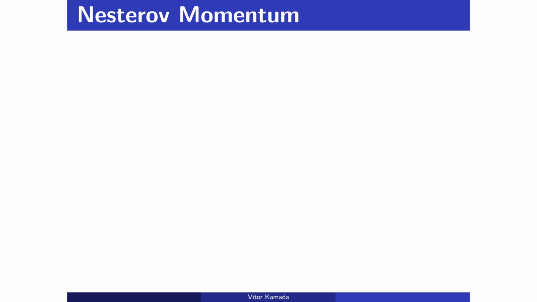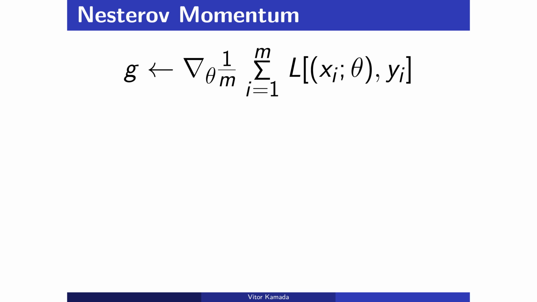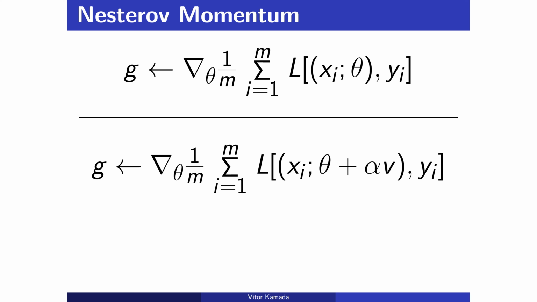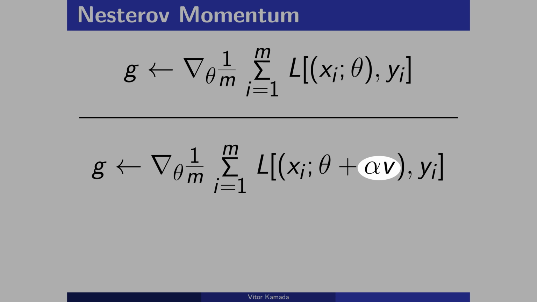Now let's introduce the concept of Nesterov momentum. But first, let's formalize the gradient of the regular momentum. We take the gradient of the loss function with respect to the parameter theta. Now let's see the Nesterov gradient. The only difference is that the Nesterov gradient is evaluated after the current velocity is applied. Just look at the additional term in the loss function, alpha times v.